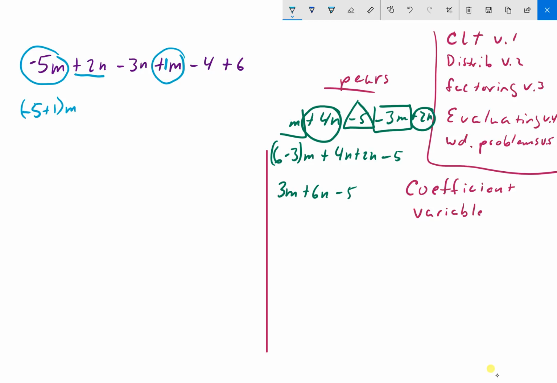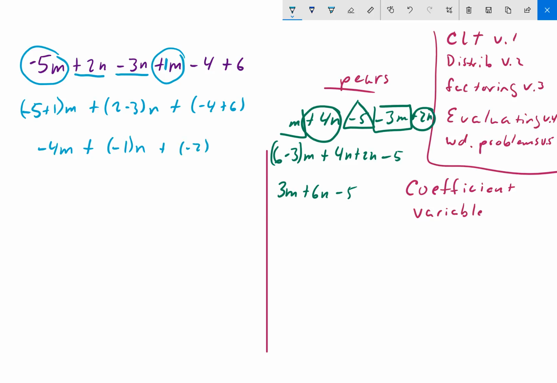When I combine my n's, I have plus 2n and minus 3n. Well, I'm going to rewrite that the other way: 2 minus 3n, plus, and now I have a negative 4 and a positive 6. So negative 5 and a positive 1 gives me a negative 4m. 2 minus 3 gives me a negative 1n. And negative 4 and a positive 6 gives me a negative 2.